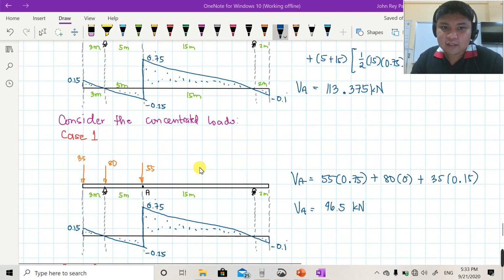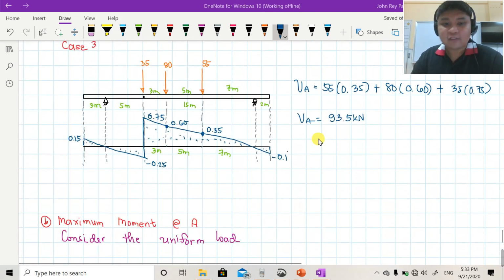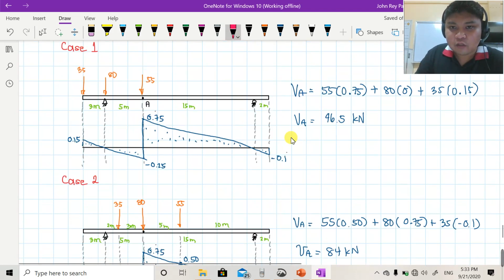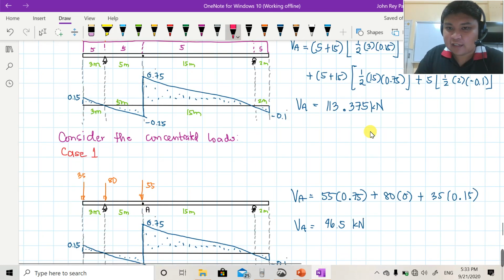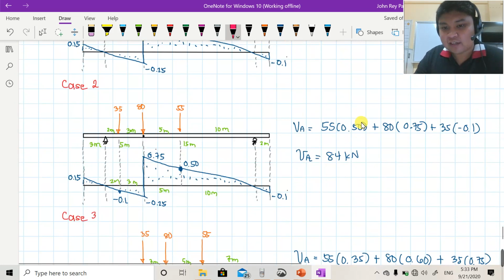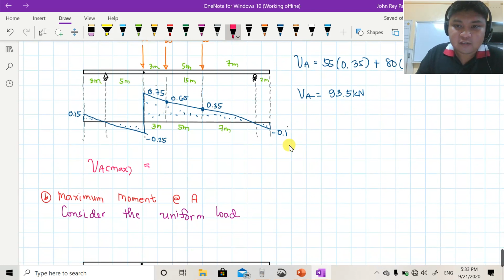Previously, na-compute na natin class na kapag kinonsider natin yung uniform load, magkakaroon ng 113.375. So, ang gagawin mo class, in order to obtain the maximum shear at A, so use the common sense na lang, gawin mo, i-add mo yung 113.375 na nahanap natin kanina class doon sa maximum sa kanilang tatlo. So, sa case natin, ang maximum nga is yung 93.5. Okay? So, ganun lang siya.